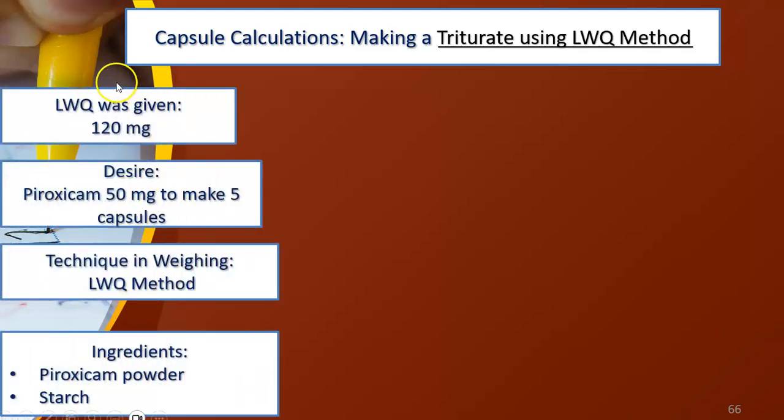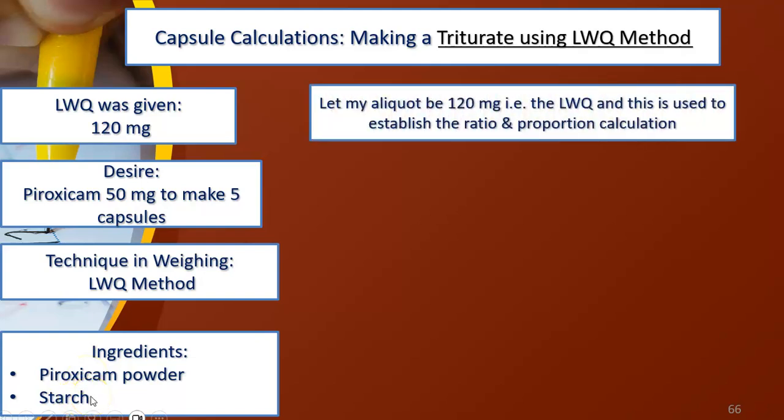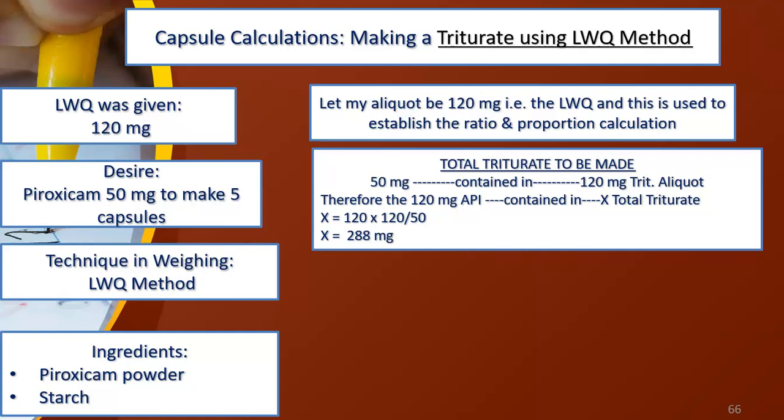There are some facts. The least weighable is 120 milligram. We need 50 milligrams of piroxicam to make our 5 capsule. We are going to use the least weighable method to make our triturate, and the ingredient is piroxicam and starch. So let's get started. The first thing you set up is your ratio and proportion.